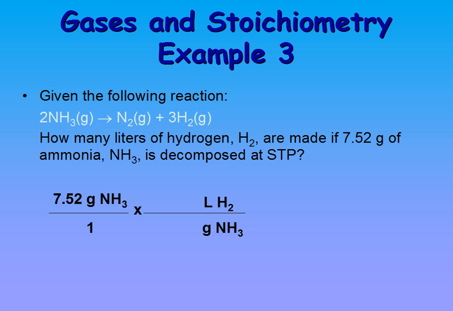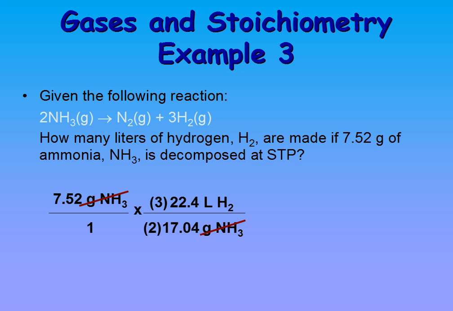Grams again will get the molar mass of NH3, so I would go and find N and hydrogen on my periodic table, multiply hydrogen by 3 and add it to the mass of nitrogen. That would give me 17.04 grams. Liters gets 22.4, and according to my balanced equation, it is a 2 to 3 ratio between ammonia and hydrogen, so the grams of ammonia cancel out.